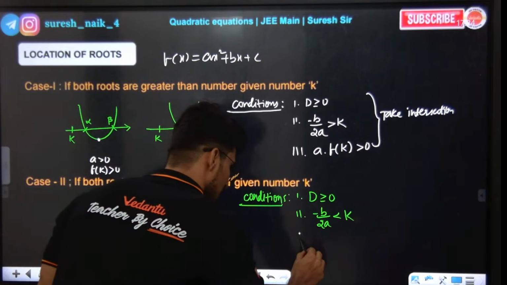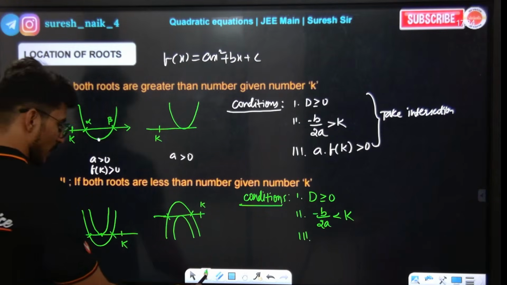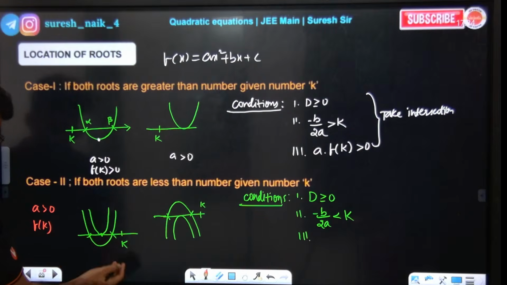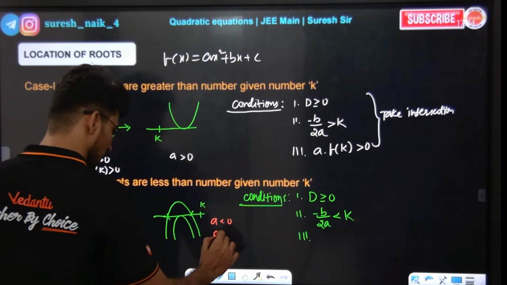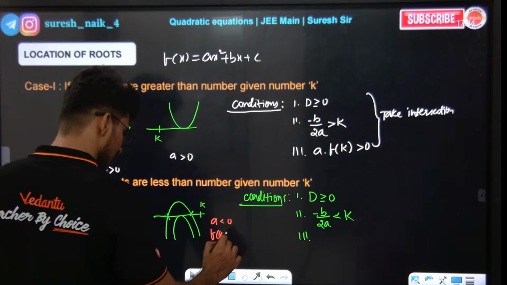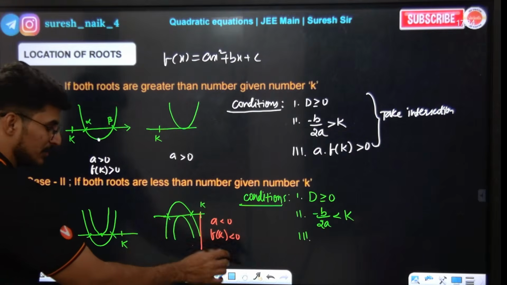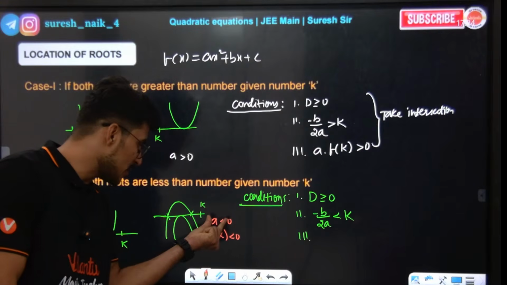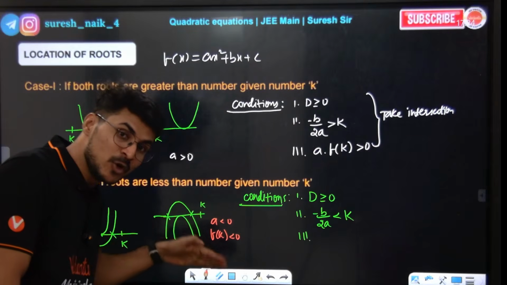Super. Very good, sir. Next, what is case number 3? What is the value of a here? Here a is positive and f of k is positive. Or you take a negative here and f of k is also negative. Check, the corresponding y value at k will be below the x axis. f of k is negative because it is a downward graph.